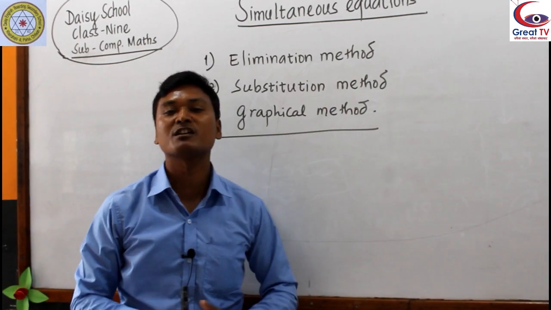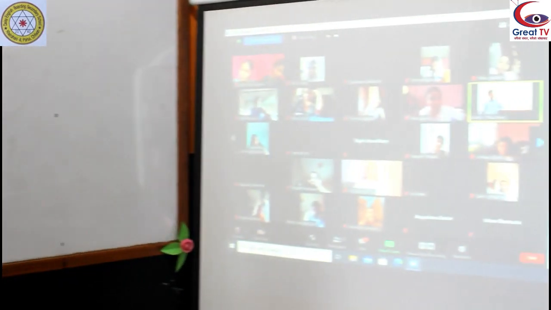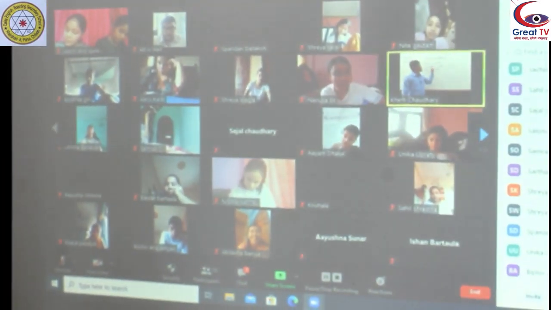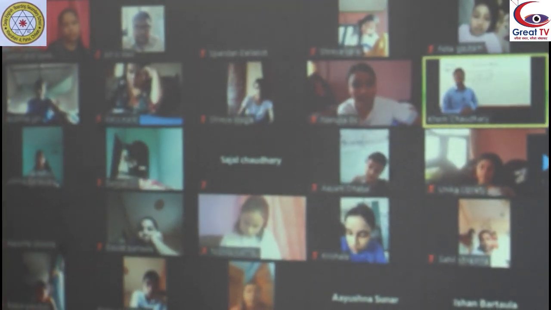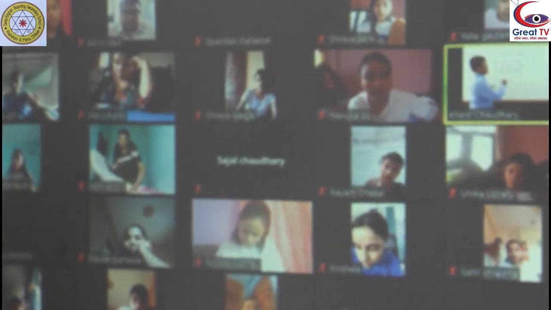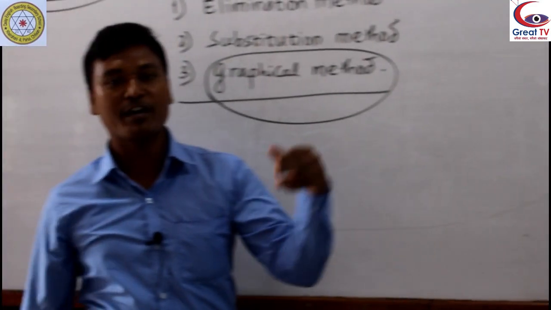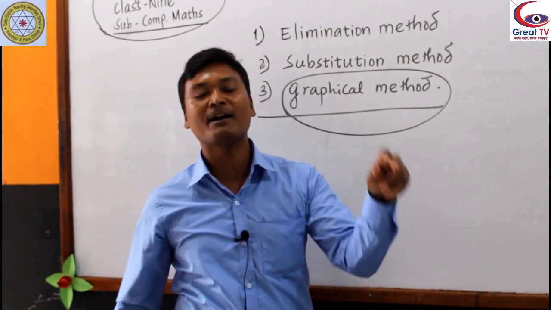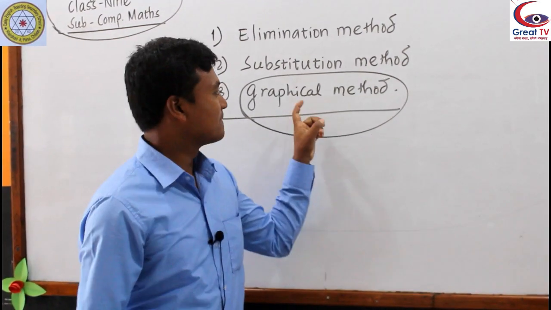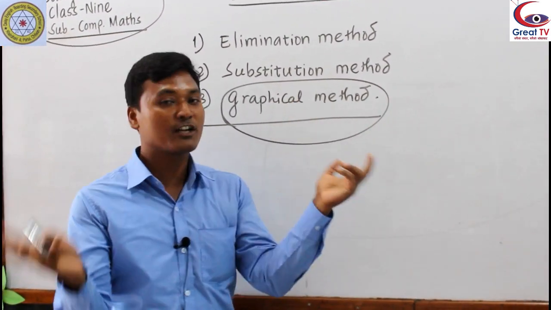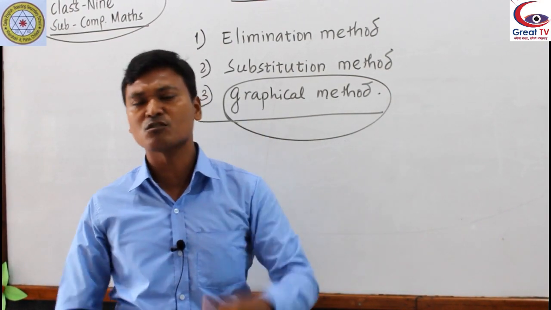Dear students, we have three methods of solving simultaneous equations. They are elimination method, first one, second one, substitution method, third one, graphical method. You can also check your textbook. And one thing, my dear students: this graphical method, in your previous class, class 8, you have already read how to solve two simultaneous equations by graphical method. I know you have not forgotten, because you read the graphical method already.